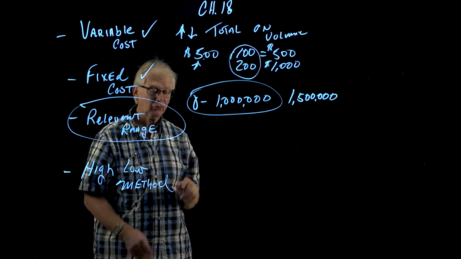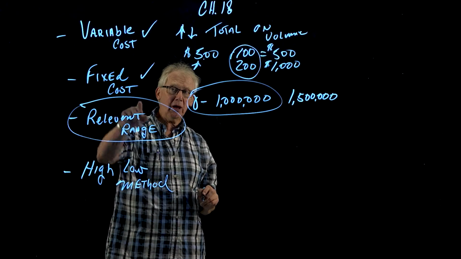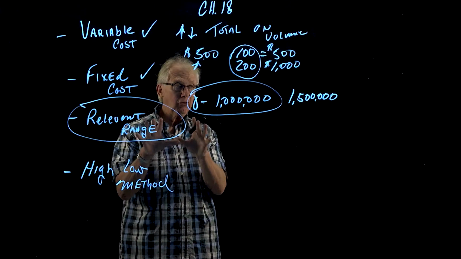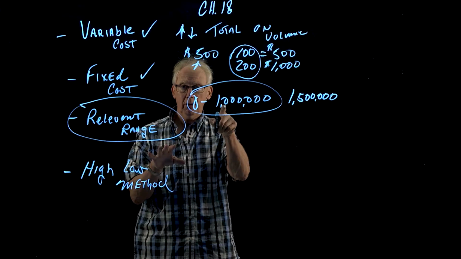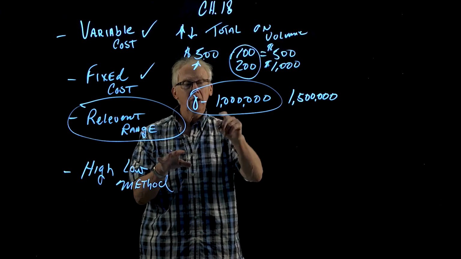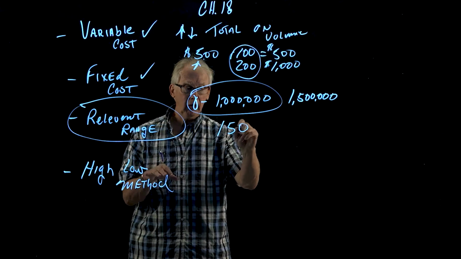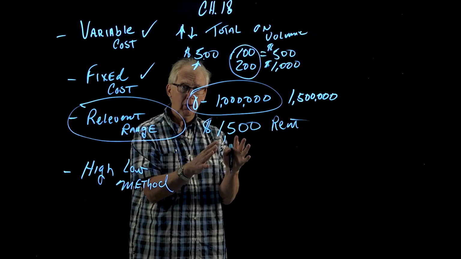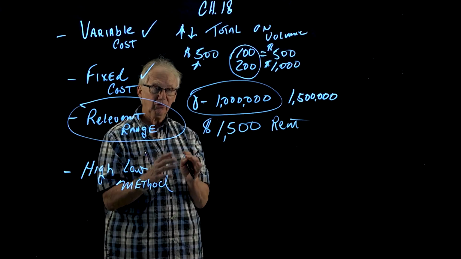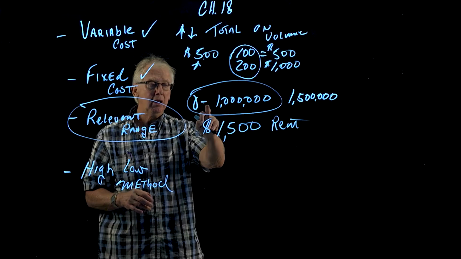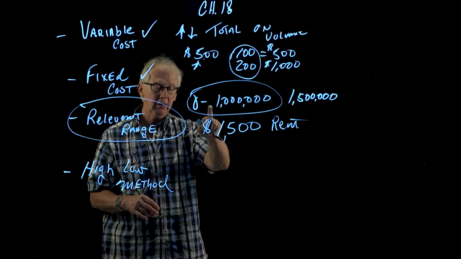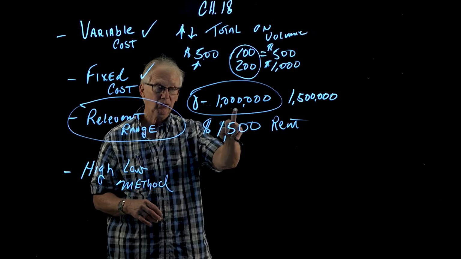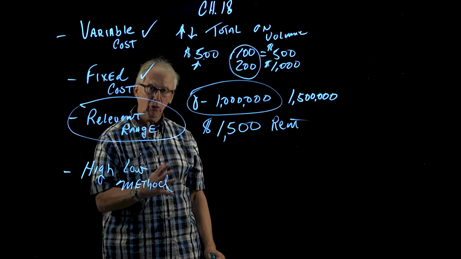Okay? So that's the first concept. Now, the second concept you've got to know about fixed cost is that in total, fixed cost, let's say the $1,500 rent, stays the same in total. It doesn't matter if you only have 500,000 units in the store, 750,000 units, or 999,000 units, you still have to pay $1,500 rent in total.